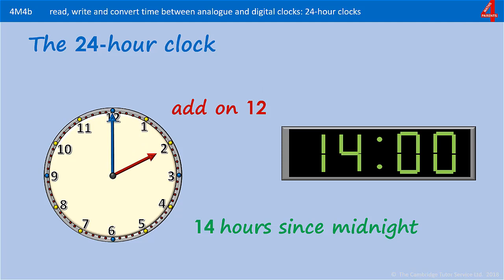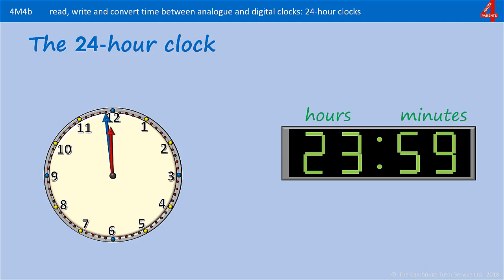And then as the afternoon goes on, the hours go up. So 2 o'clock is showing us that it's 14 hours since midnight. 3 o'clock in the afternoon is 15 hours since midnight, and that goes on. And what you have to remember is to add 12 onto whatever time it says on the analog clock. So 10 add 12 is 22. It's 22 hours since midnight. And at 11 o'clock at night, that's 23 hours since midnight.